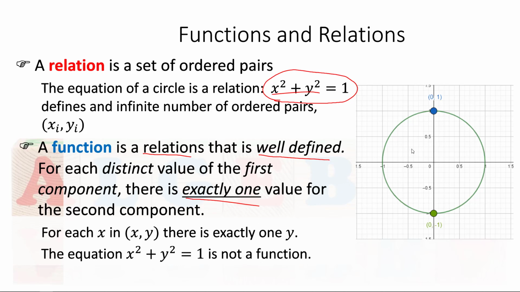For example, here, in this relationship right here, which is basically a unit circle, notice that when x is equal to 0, if your input is equal to 0, your output can either be 1 or minus 1. So we actually have two outputs for the exact same input. So this is not a function.